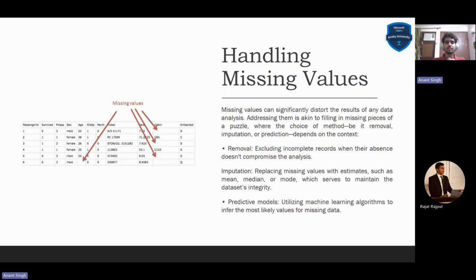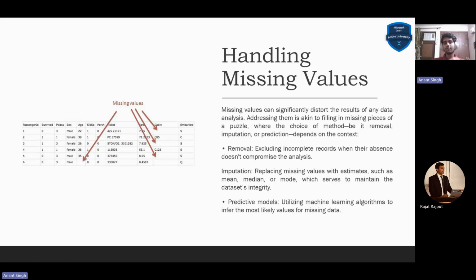So there are three ways to deal with these missing values. We may remove the complete record. For example, 2 is a full record. Everything has been recorded correctly. So we will leave that and then remove row 1, row 3, row 5, and row 6. We'll be only left with 2 and we'll be left with 4, right?